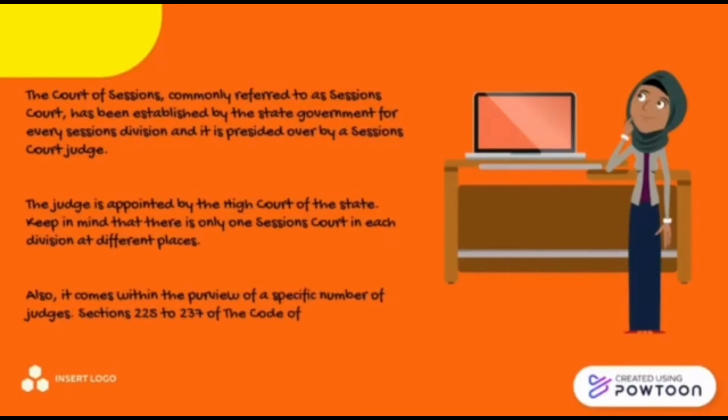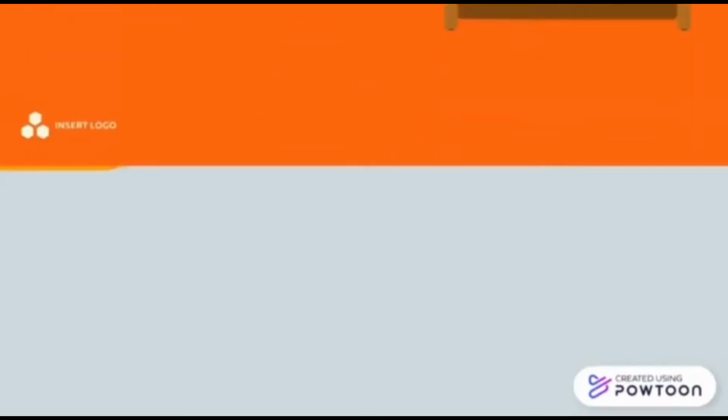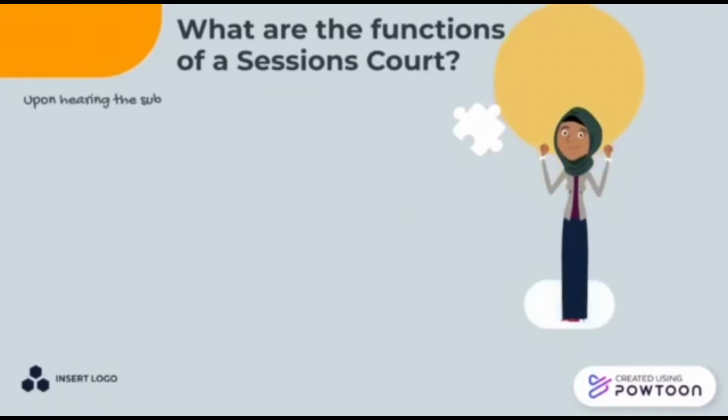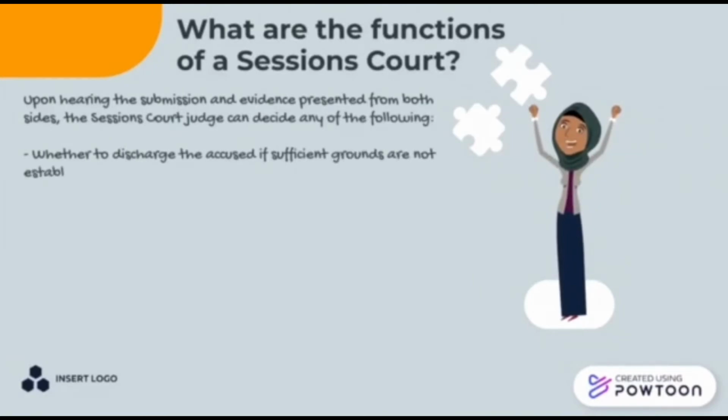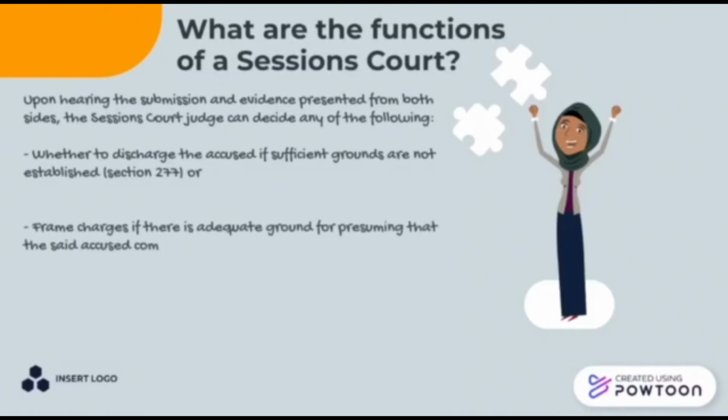Sections 225 to 237 of the Code of Criminal Procedure deal with the procedure in trials before a court of session. What are the functions of the session court? Upon hearing the submissions and evidence presented from both sides, the session court judge can decide any of the following: whether to discharge the accused if sufficient grounds are not established, Section 227, or frame a charge if there is adequate ground for presuming that the accused committed an offence that is exclusively triable by the session court as per Section 228.